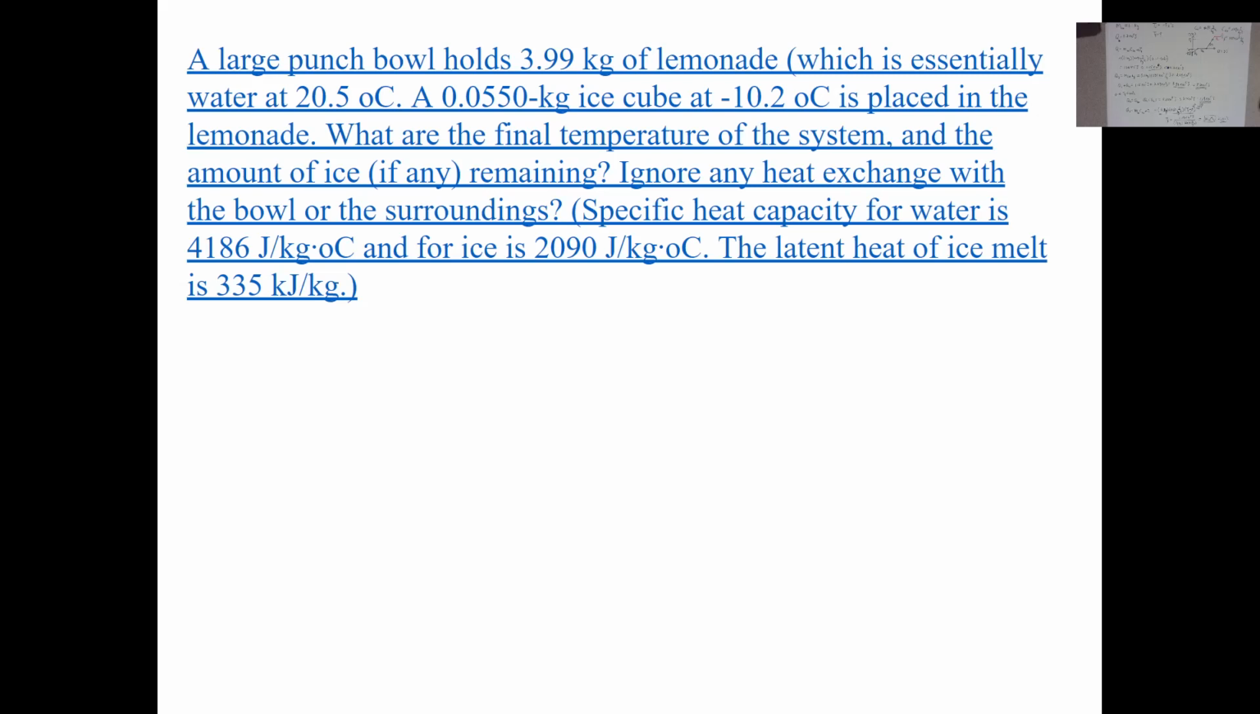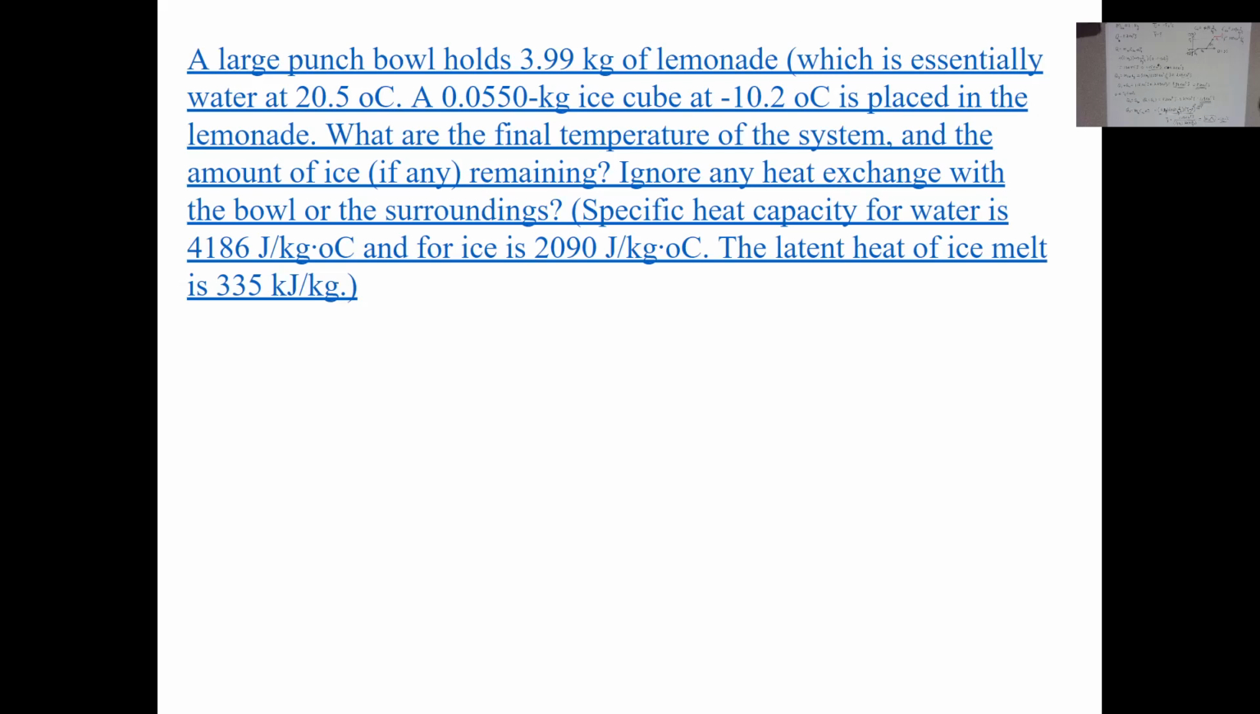So this one says a large punch bowl holds 3.99 kilogram of lemonade, which is essentially water, and the temperature is at 20.5 degrees Celsius. Now you add an ice cube, 0.0550 kilogram, initially at minus 10.2 degrees Celsius into the lemonade. What would be the final temperature of the system? And if there's any ice remaining, okay?